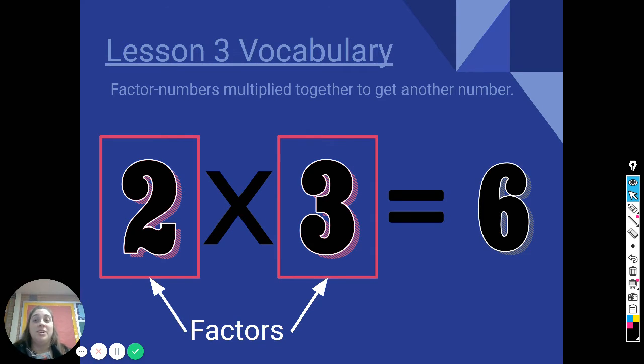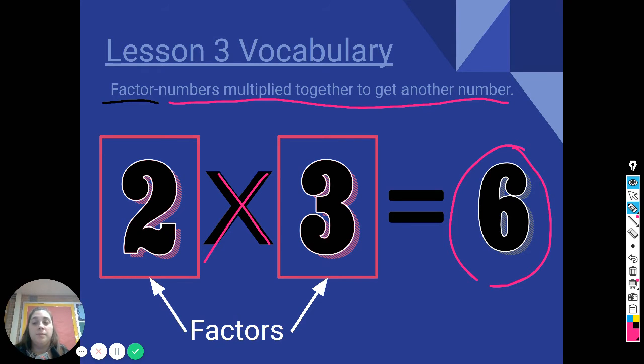The first vocabulary term that we're going to talk about today is factor. Factors are numbers multiplied together to get another number. So if you look here, 2 times 3, or as we like to say it, 2 groups of 3 equals 6. 2 and 3 are both factors because they are the numbers that we're multiplying together to get another number, which is our product.